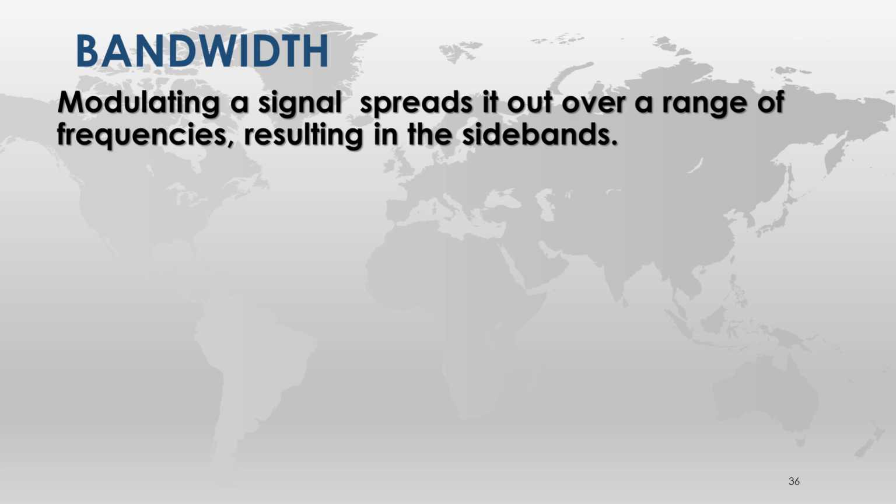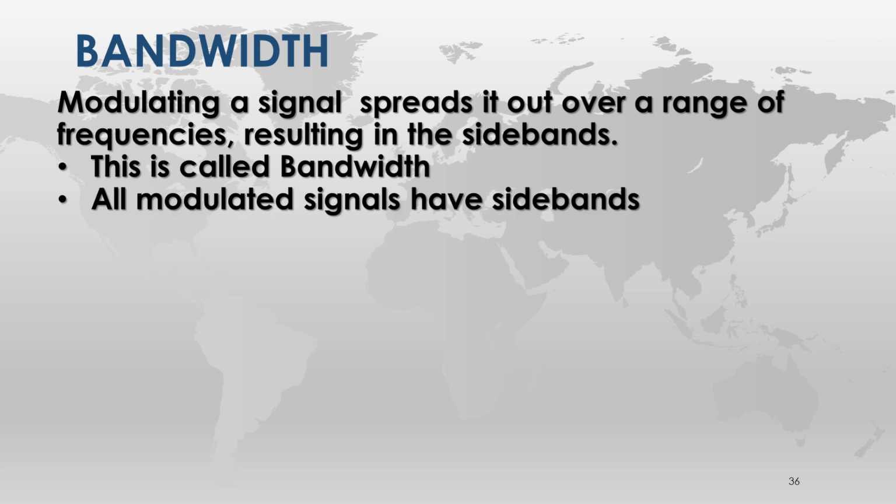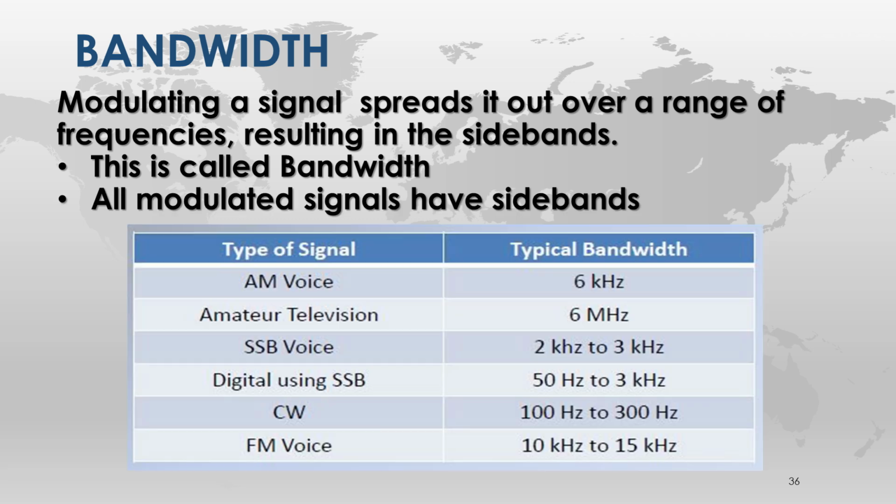Modulating a signal spreads it out over a range of frequencies, resulting in the sidebands. This is with FM now. It spreads it out over a range of frequencies, resulting in the sidebands. This is called bandwidth. All modulated signals have sidebands. So there's your bandwidths, and I think we're going to get some.